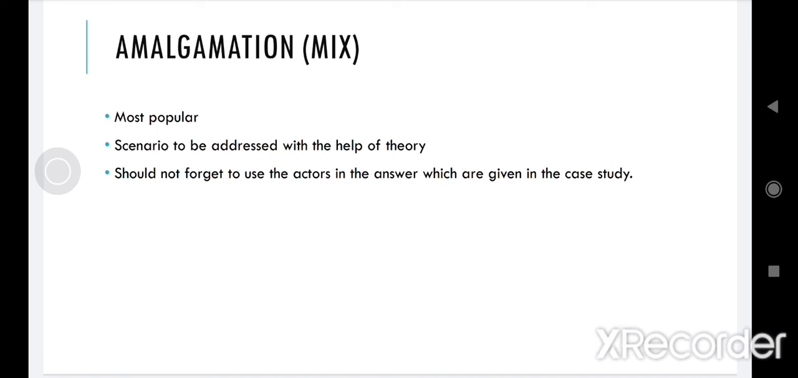What is the meaning of amalgamation over here? That is, a scenario is given. For that scenario, you'll have to answer that scenario with the help of the theory, with the help of the concepts given in the book. So, address with the help of theory. That is the second point as well.